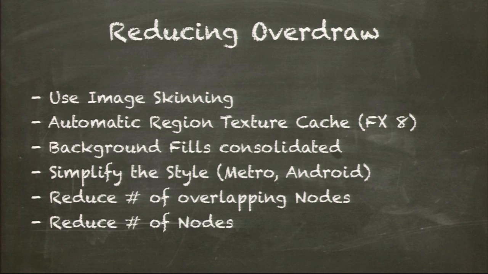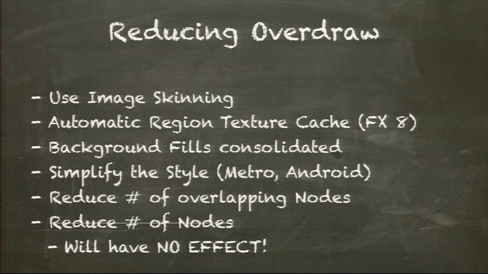Actually, reducing the number of nodes is not important for overdraw. It has no effect on overdraw unless those nodes are overlapping each other, then it does. So if you had 10,000 very small buttons right next to each other, it doesn't affect fill rate. It'll affect other parts of the platform, but it won't affect the fill rate. If you have 10,000 large buttons, then that's going to make a huge impact on fill rate, because you're going to be drawing the same pixel 10,000 times, once for each button.